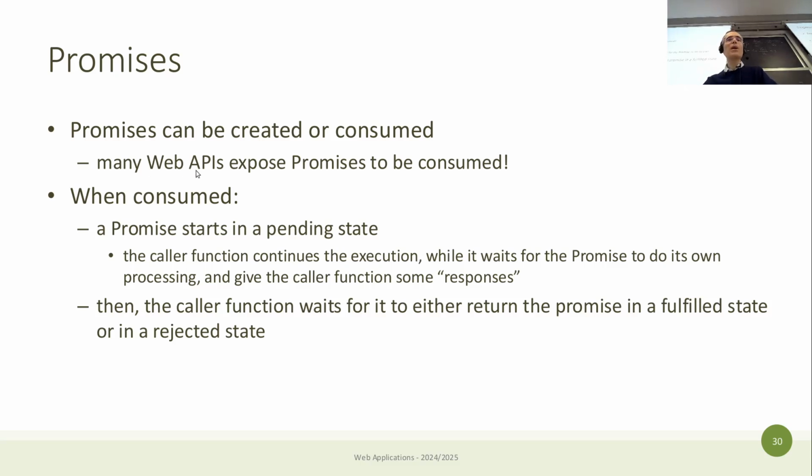Because many web APIs expose promises to be consumed. In the browser, we will use a primitive, so a function that will return a promise. That is the fetch function that we will see later in the course. And this, in modern browsers, I mean, in all browsers, returns a promise. Okay? It has been designed in this way. So we need to be able to use the promises correctly.